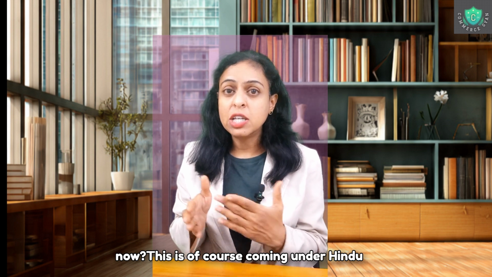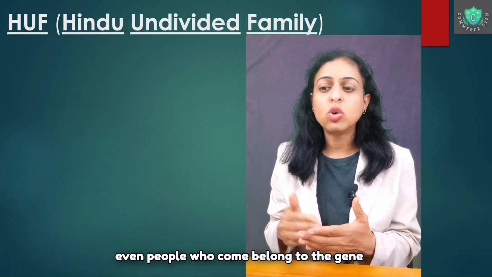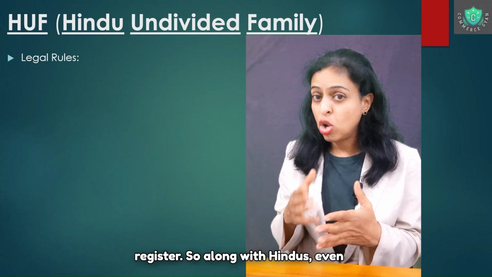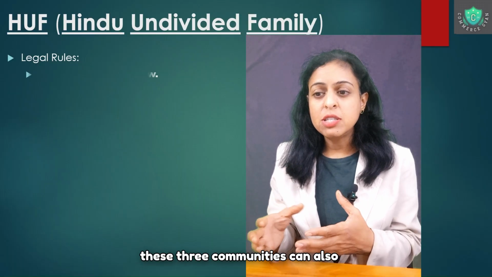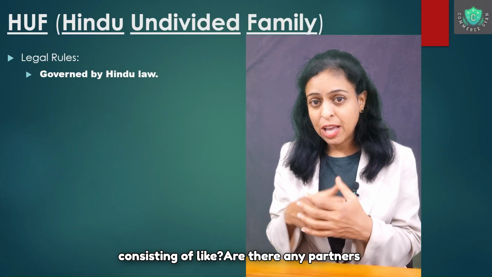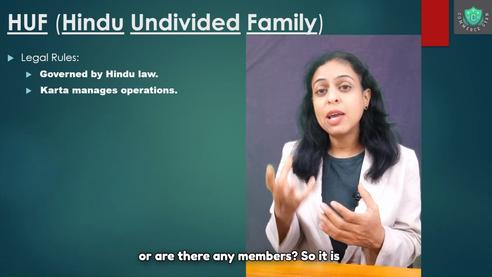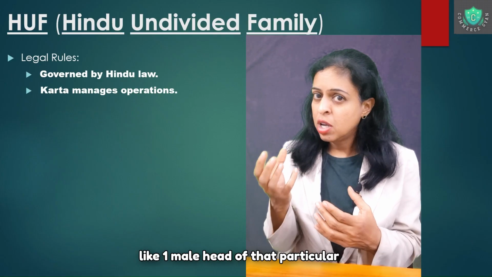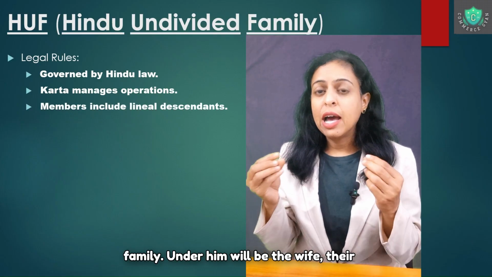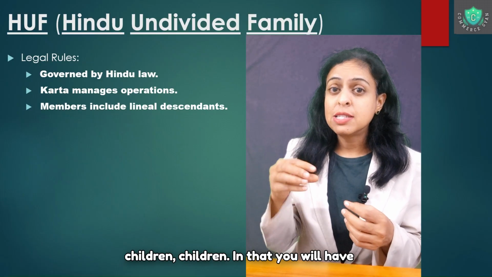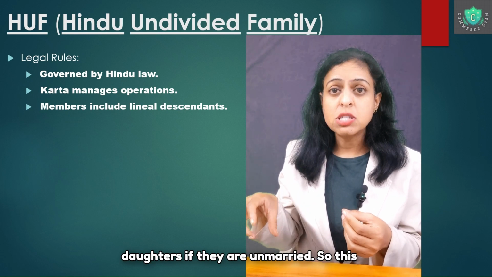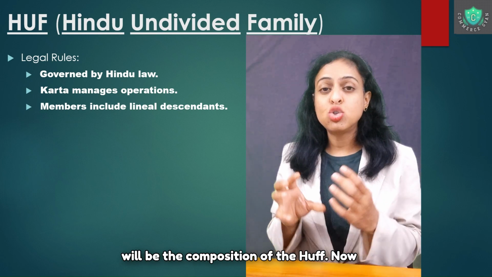This is, of course, coming under the Hindu law, but even people who belong to the Jain, Sikh, or Buddhist communities can also register. So, along with Hindus, these three communities can also register. Now, what does this entire HUF consist of? Are there any partners or members? It is one male head of that particular family. Under him will be the wife and their children. Among the children you will have their son, their daughter-in-law, their children also, plus the daughters, if they are unmarried. So this will be the composition of the HUF.